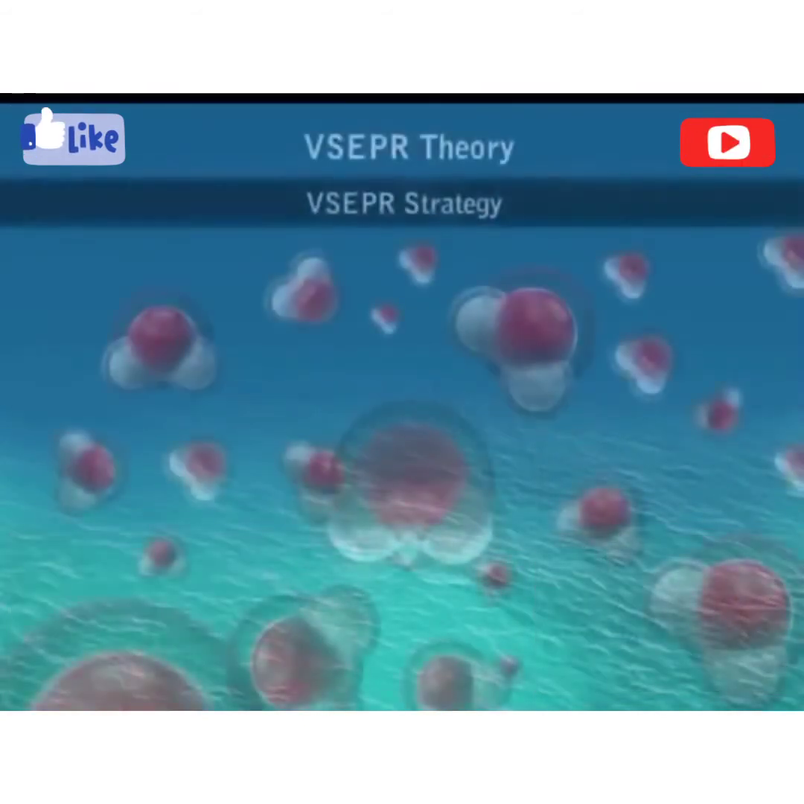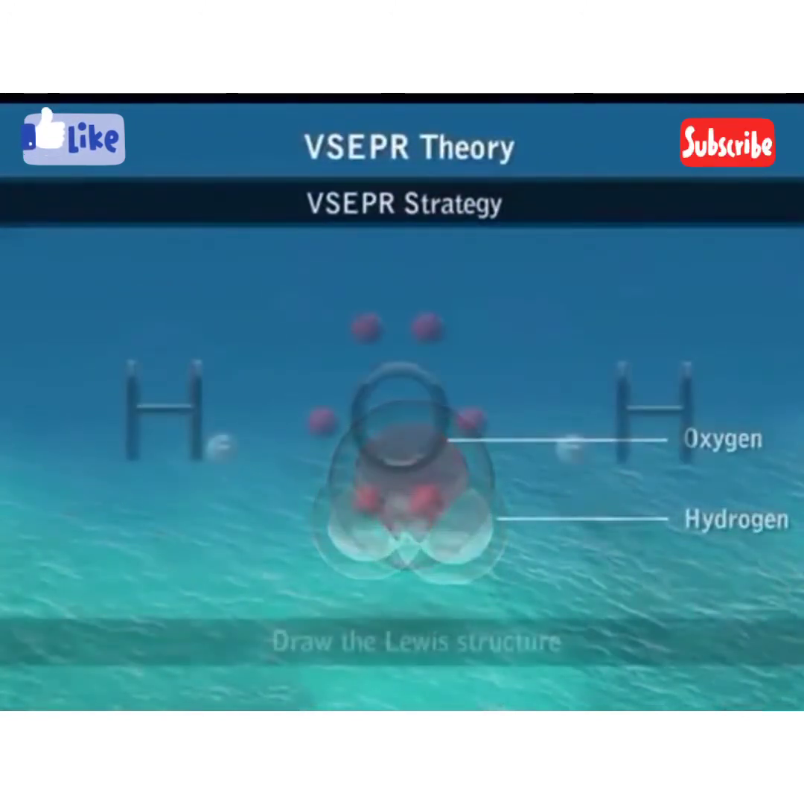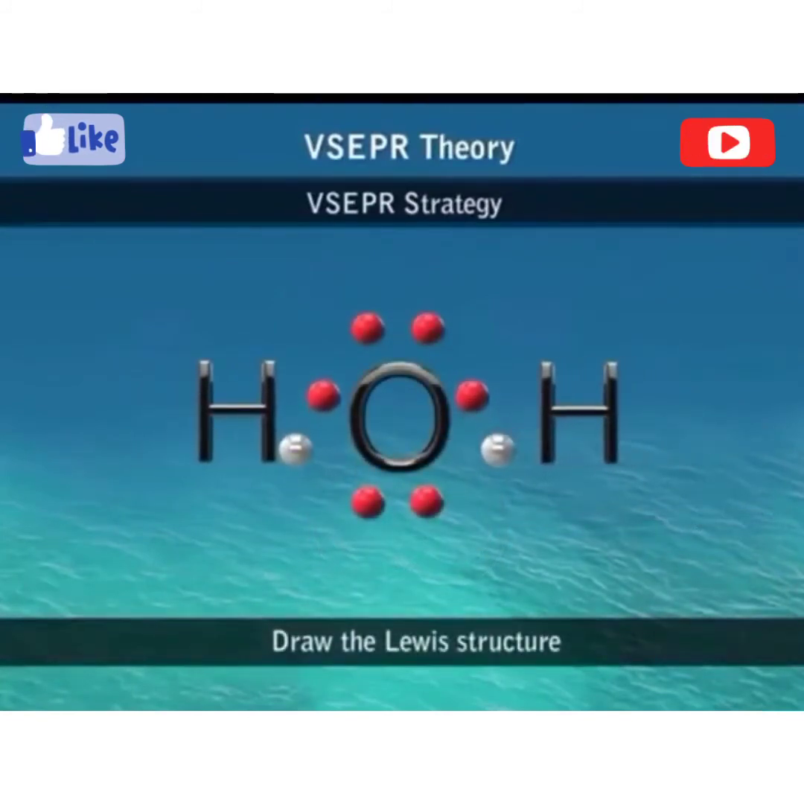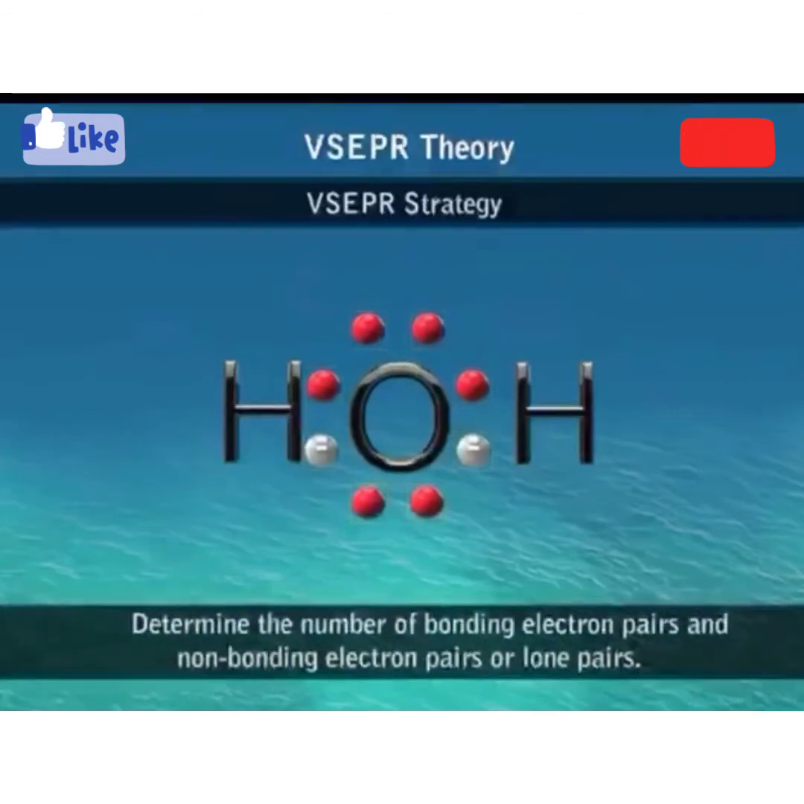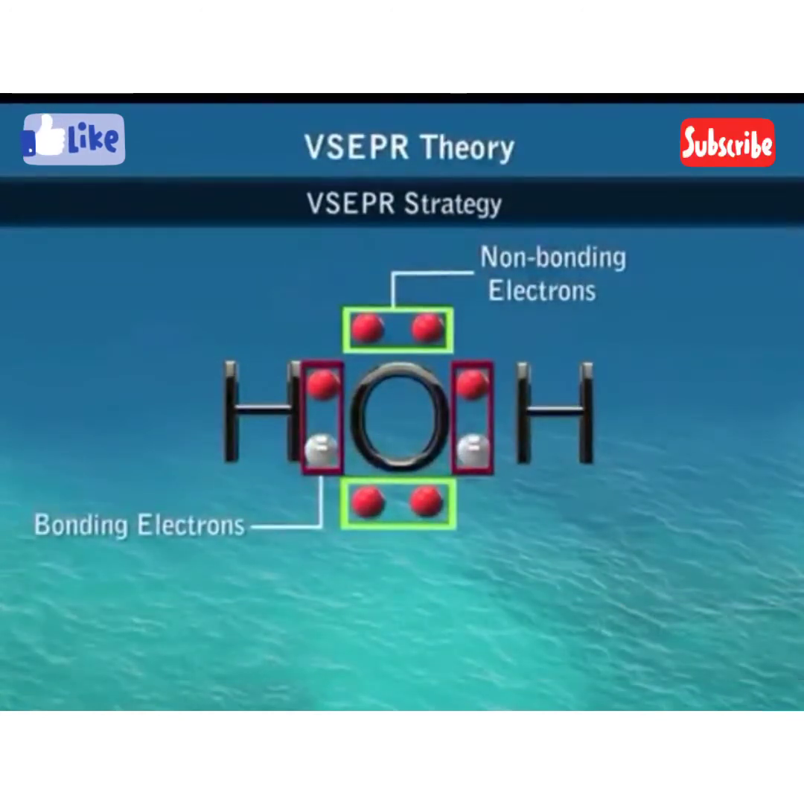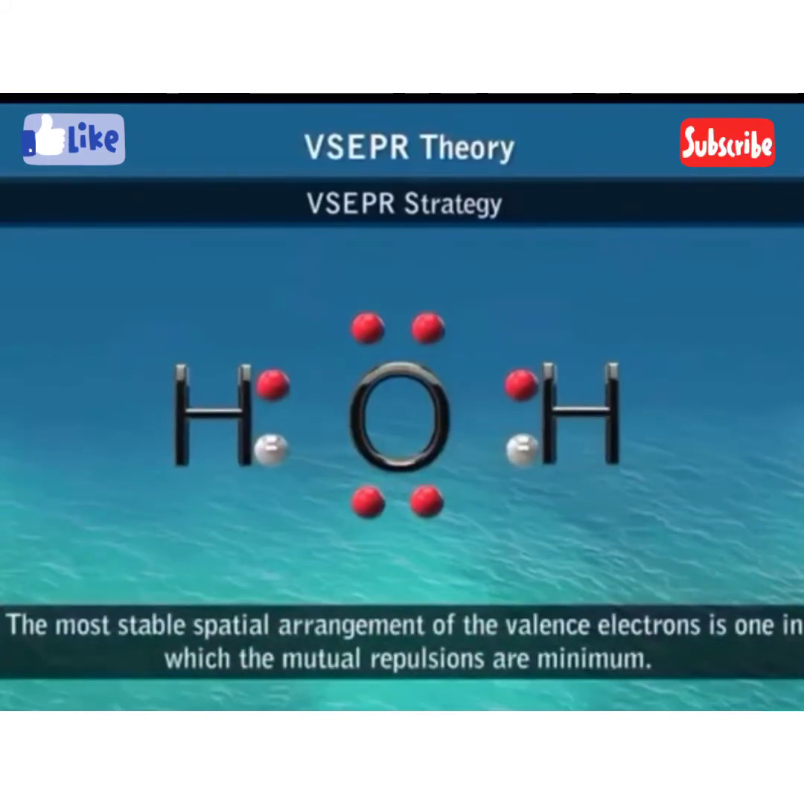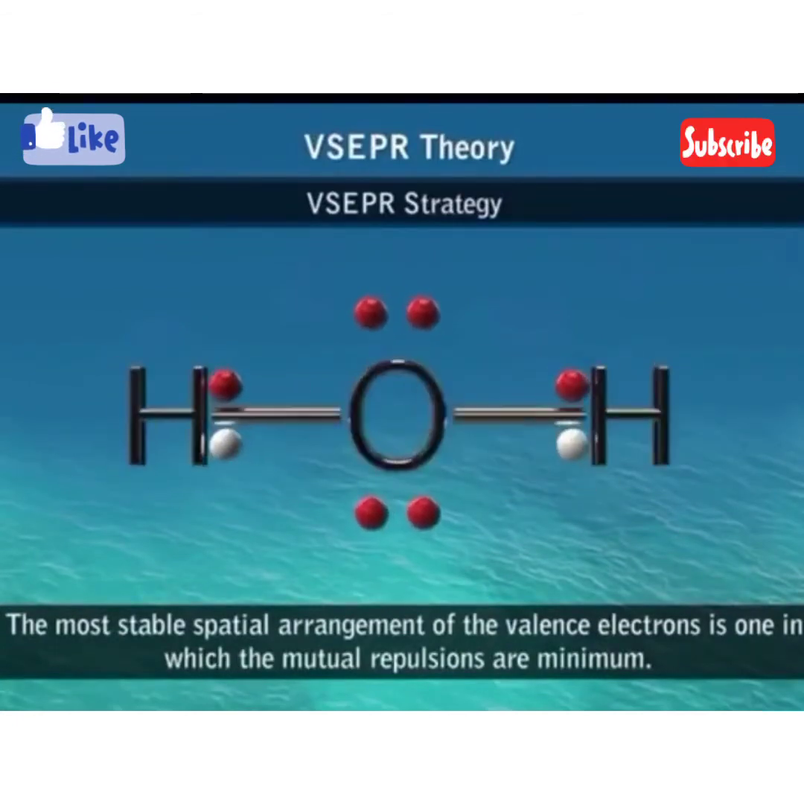VSEPR strategy. Let us now use the VSEPR strategy to predict the shape of a water molecule. First, draw the Lewis structure of the water molecule. Count the total number of electron pairs around the central atom oxygen in the molecule. Determine the number of bonding electron pairs and non-bonding electron pairs or lone pairs. A water molecule has two bonding and two non-bonding electron pairs surrounding the central atom, making a total of 4 electron pairs. The most stable spatial arrangement of the valence electrons is one in which the mutual repulsions are minimum.